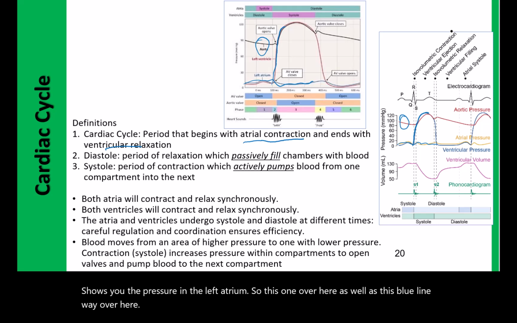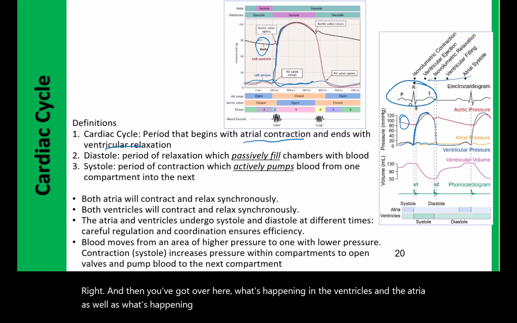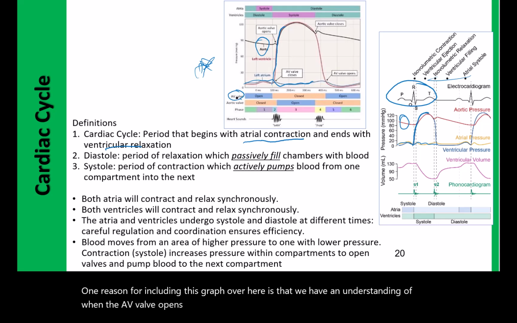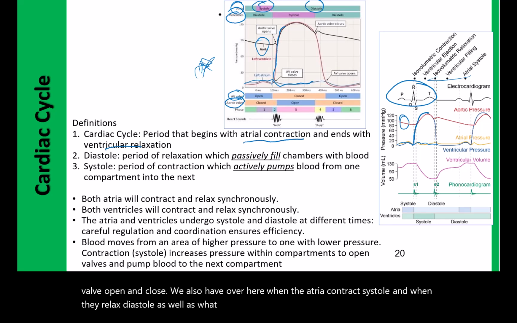And then you've got over here what's happening in the ventricles and the atria, as well as what's happening in the ECG. One reason for including this graph over here is that we have an understanding of when the AV valve opens and closes and when the SL valve, or in this case the aortic valve, open and close. We also have over here when the atria contract, systole, and when they relax, diastole, as well as what happens with ventricular contraction, systole, and ventricular relaxation in diastole, right?